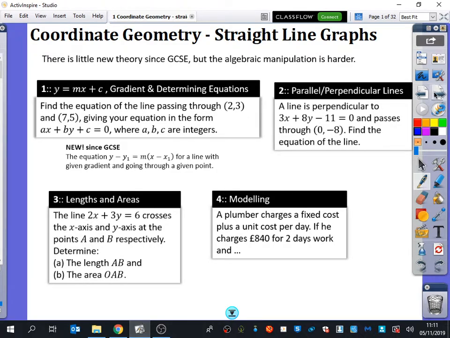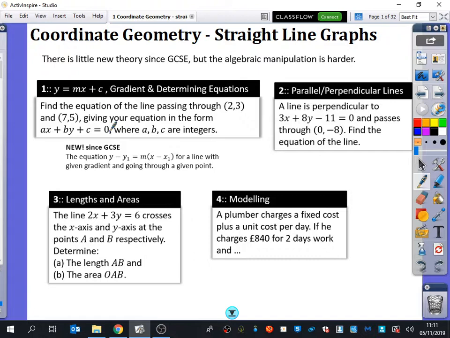Having a look at this topic, the different things we're going to be going through, we're going to be reminding ourselves about the gradients of lines and how you determine different equations. We'll start getting used to the idea, though, of equations being written in a slightly different way. They're not always going to be written with y as the subject.